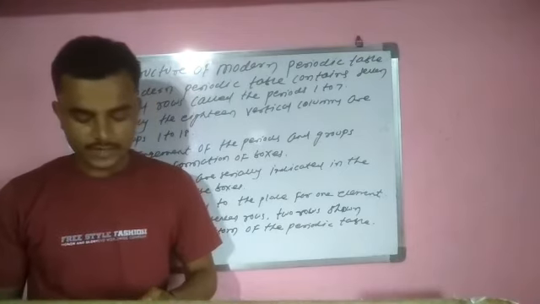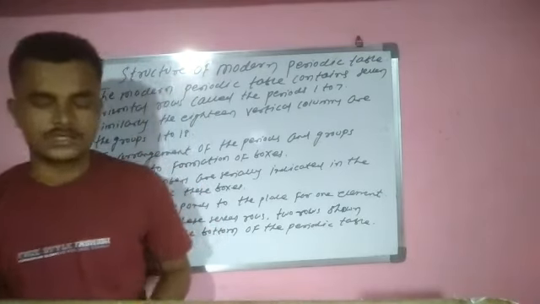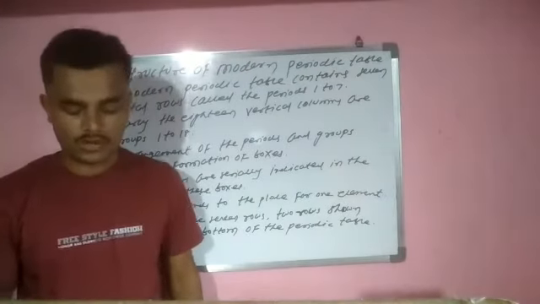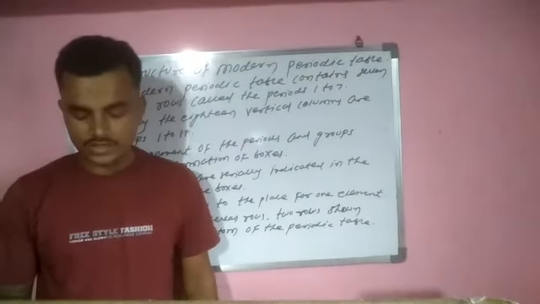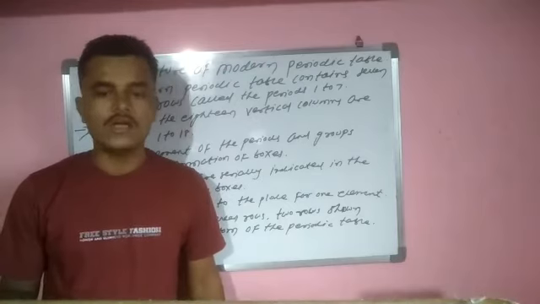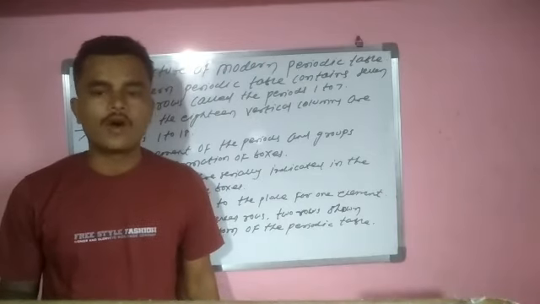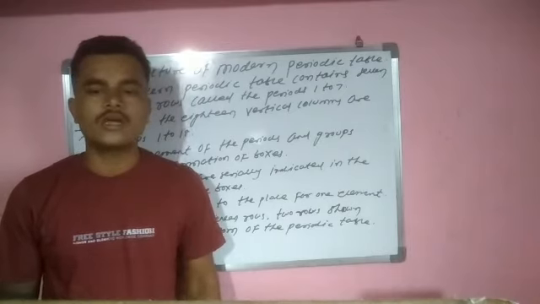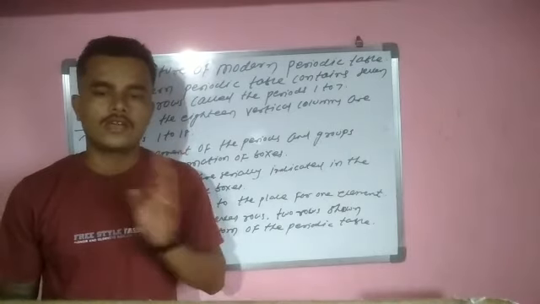The entire periodic table is divided into the 4 blocks. Now see, the modern periodic table is divided into the 4 blocks. One is the S block, P block, D block, and the F block. The modern periodic table is divided into 4 blocks: S, P, D, F.